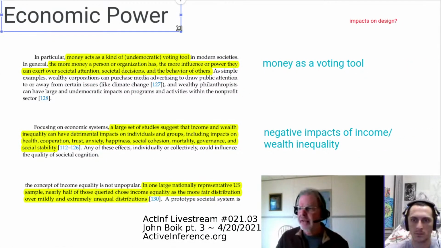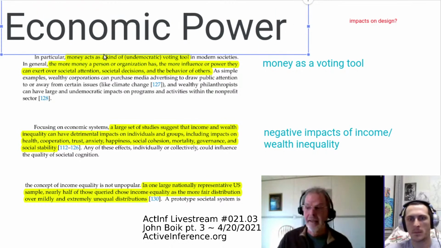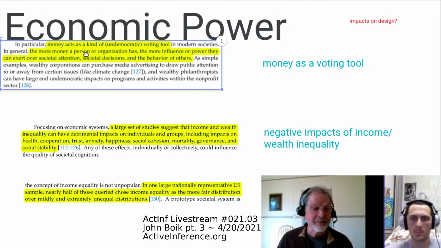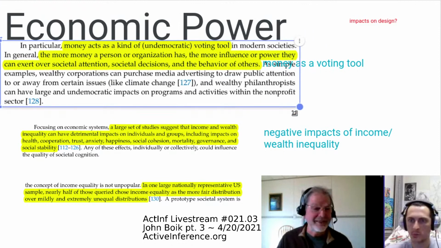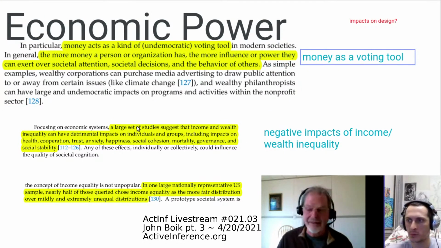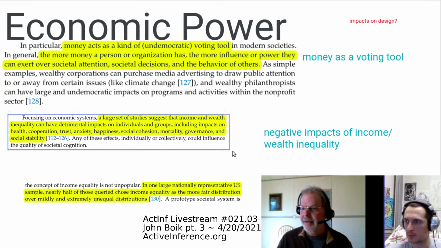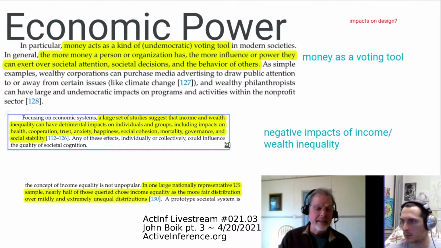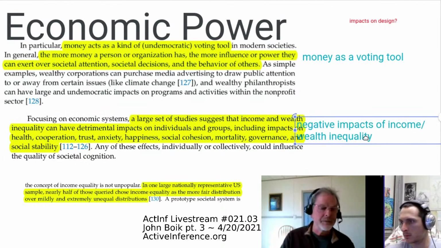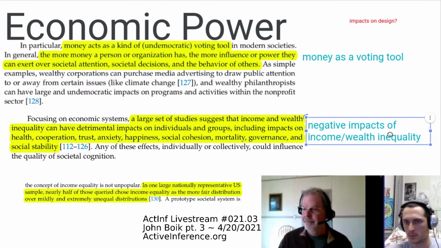So the first one I already talked about, using money as a voting tool. We already do that, and we would be better if we just did that above board and in a democratic and transparent fashion. And new systems could do that. And when I say economic systems, again, I'm including in that monetary systems, financial systems, and the bigger picture.